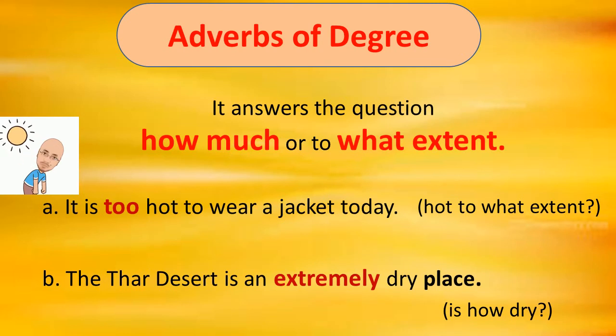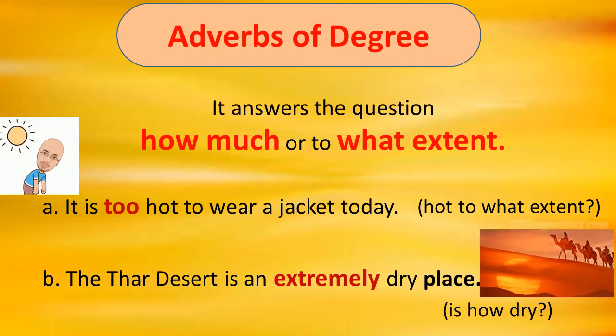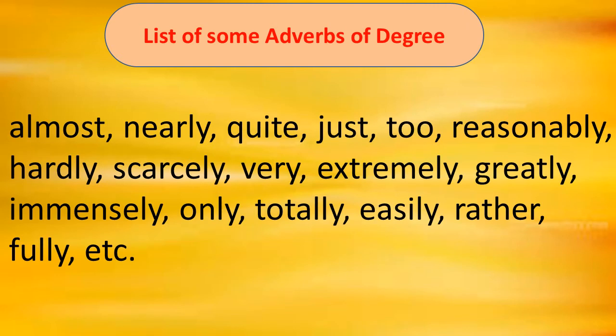The second example says the Thar desert is an extremely dry place. How dry? So it answers extremely. I hope it is clear. Words like almost, nearly, quite, just, too, reasonably, hardly, scarcely, very, extremely, greatly, immensely, only, totally, easily, rather, fully, etc. are few examples of adverbs of degree.